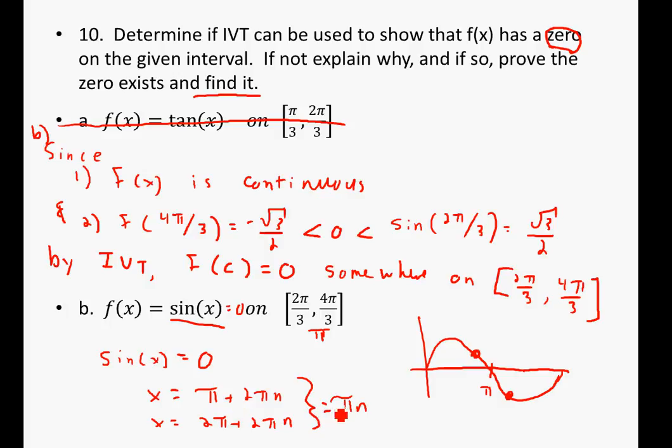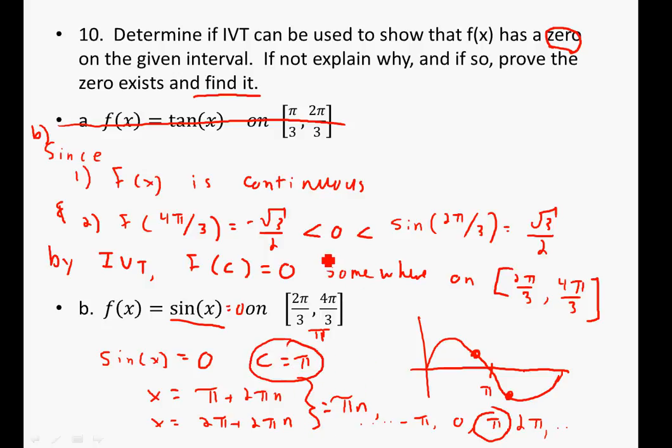Now, there are infinitely many times where sine equals 0. We're only looking for the times between 2 pi over 3 and 4 pi over 3. So our options here for pi n would be like negative pi, 0, pi, 2 pi, 3 pi, 4 pi. You get it. It just goes on forever this way and this way. The only one of these that is on the interval is pi. Pi is between 2 pi over 3 and 4 pi over 3. So the answer is c equals pi.